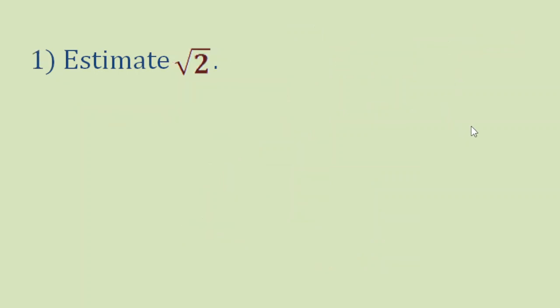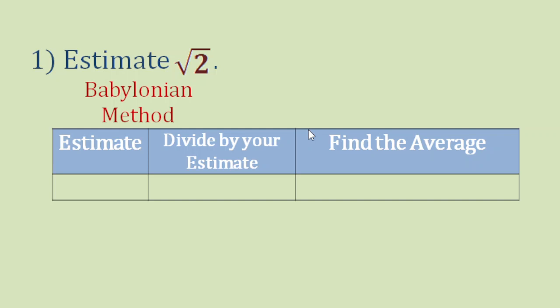Now, there is another method. We call it Babylonian Method. Okay? So how do we do that? It will be done in 3 steps. First, estimate. Then divide 2 by our estimate. Then find the average. Okay? We will follow the steps.